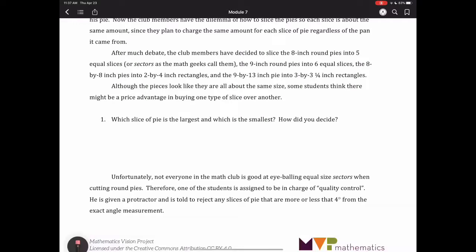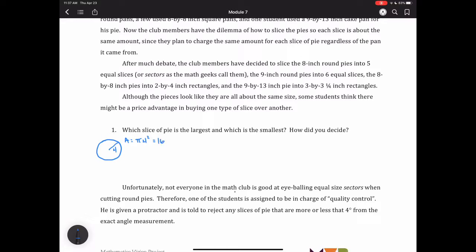So here, let me get my pen out. First thing I'm going to start with is the 8-inch pie, which is 8 inches across, but it's only going to be 4 inches as a radius, okay? So the area of this one is going to be pi times 4 squared, okay? So I'm going to have 16 pi.